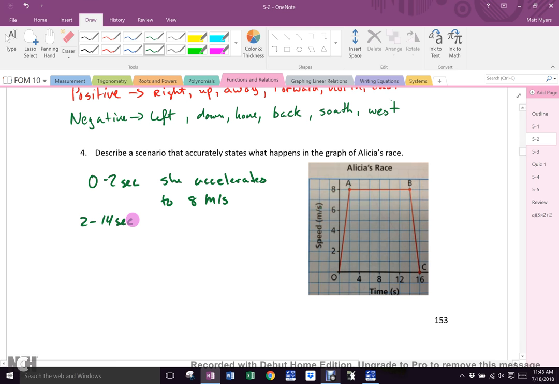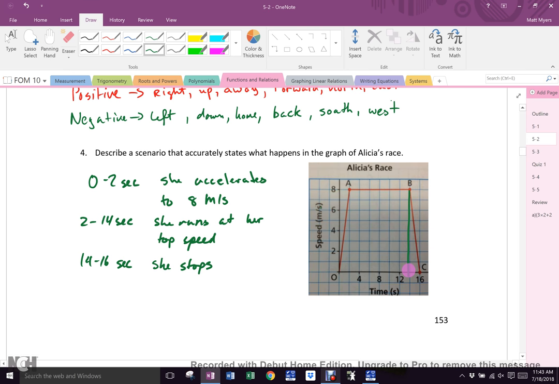It's a flat line. Is she standing still? No. She runs at her top speed because she's running a race, yes? What happens from 14 to 16 seconds? She stops. Now, somebody always says, then why doesn't it go straight down?